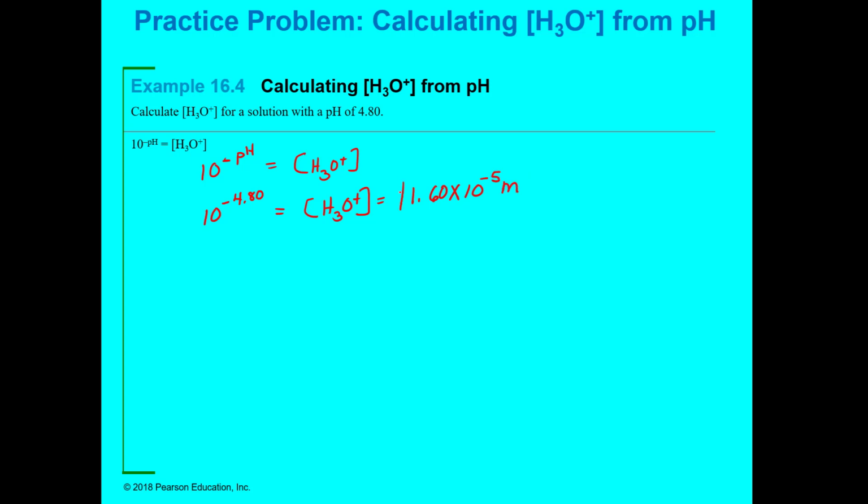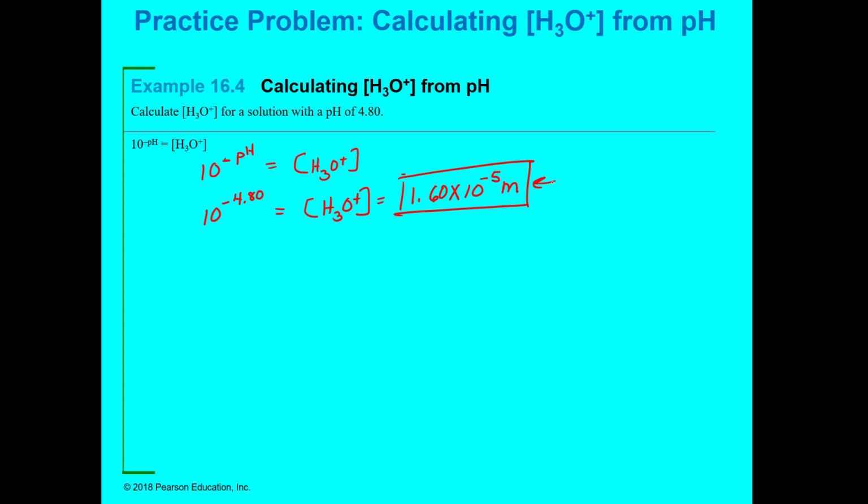I should have done that to three significant figures, and I didn't. But anyway, it should be somewhere around this number, and it should definitely be somewhere around 10 to the minus 5. So that's how you go back. If you know the pH, that's how you get the H3O+.